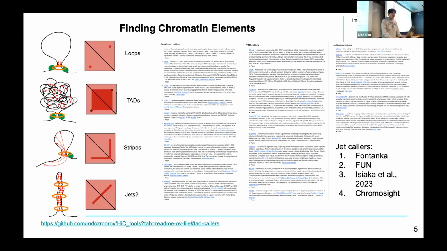So finding these chromatin elements, you can't really read this, but there's a lot of loop callers and there's a lot of TAD callers. That's the first and second, and then the third is stripe. There's a little less, but for jet callers there's even less. There's about 4. Actually, the fourth one isn't exactly a jet caller, but it can be used for a jet caller.